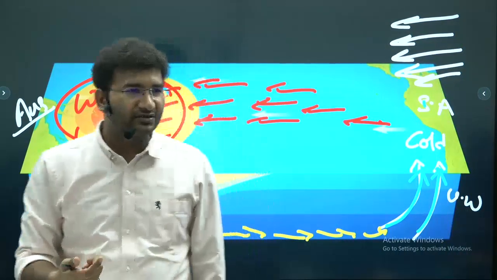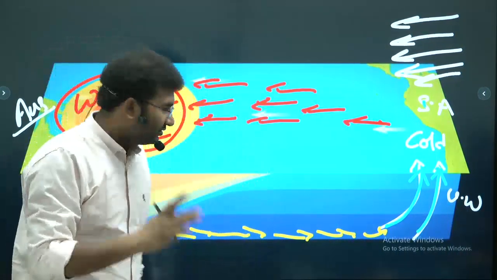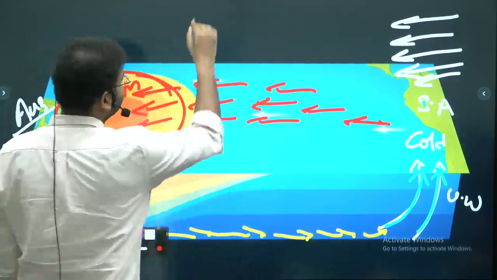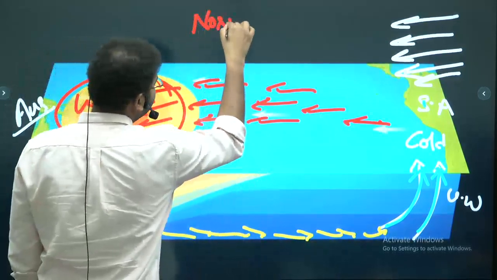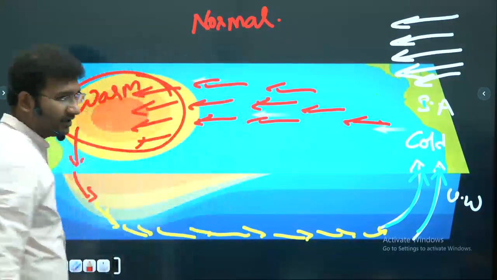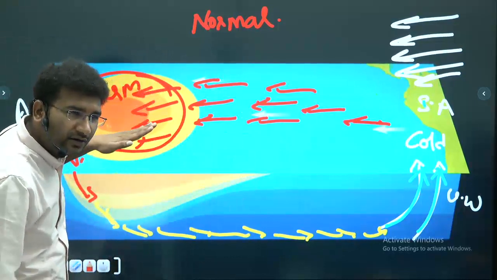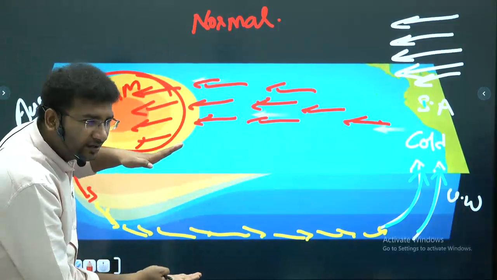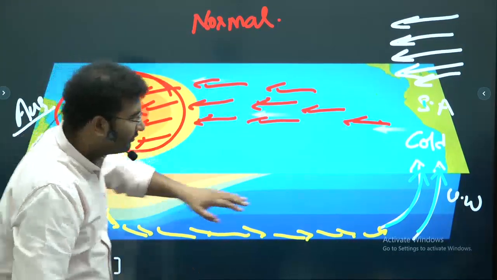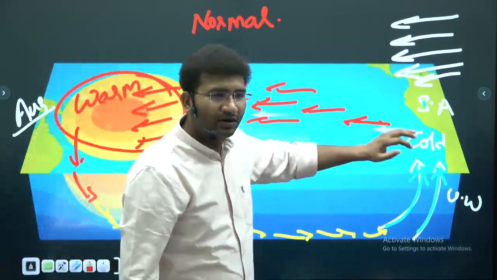Chances of the upwelling happening are low. This is called the normal condition, right? Now if the water is warm here, don't you think the water will be warm to a good depth? If the water is cold here, the water depth is less.